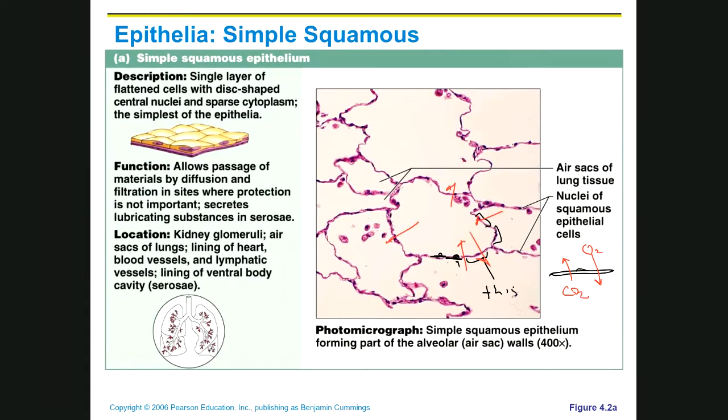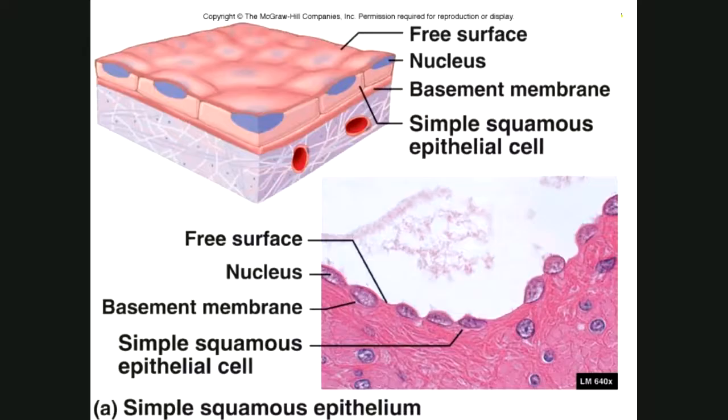And if you look over here, you can see the picture, or the diagram rather, and you can see how easy it would be for materials to move across. Now in this photo, it's really hard to find the basement membrane. You can see it over here in the diagram, but because this tissue is so thin, the basement membrane is very thin and also hard to see. But if we blow it up, it looks like this.